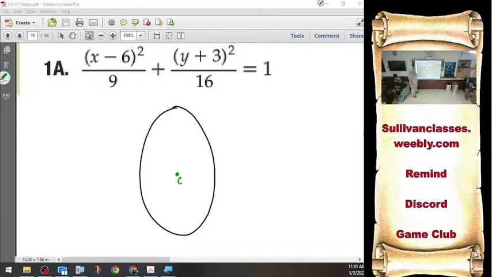Where's the center? 6. Okay. I know it's stretched vertically because the larger denominator is with y, so it's stretched along the y-axis. If a squared is 16, then a is 4. That tells me I will go 4 north and south to find my vertices. So vertex 1, 4 north of this, is at 6, 1. Vertex 2, 4 south of that, is at 6, negative 7.